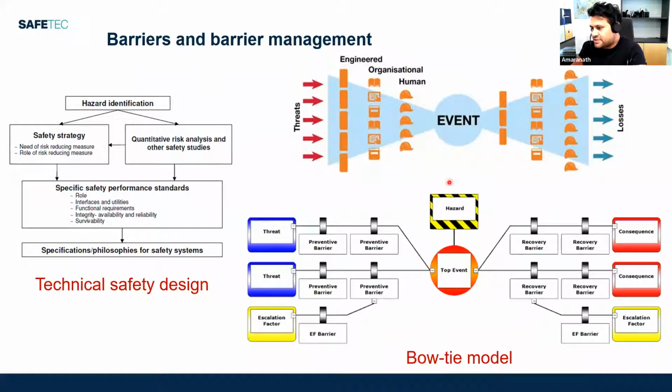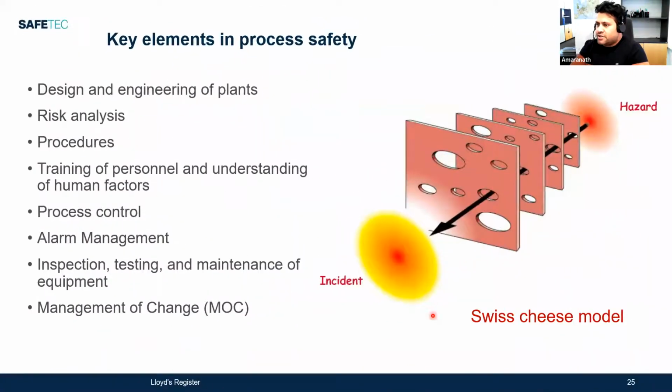So this is a very simple illustration of a bow tie model, and bow tie models are important to visualize the available barriers. It will also combine with the maintenance procedures that we have offshore, and this is applicable for onshore as well. So it will combine with the inspection and maintenance programs to ensure the safety of the plant operation. So these are the key elements when it comes to process safety.